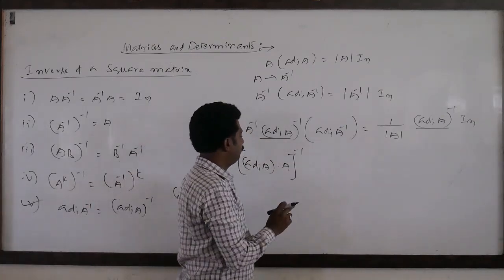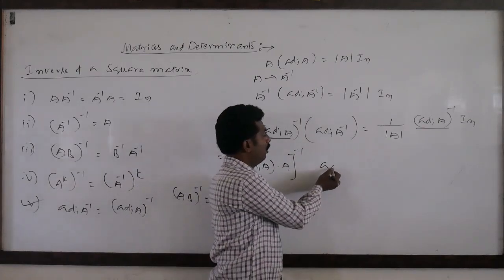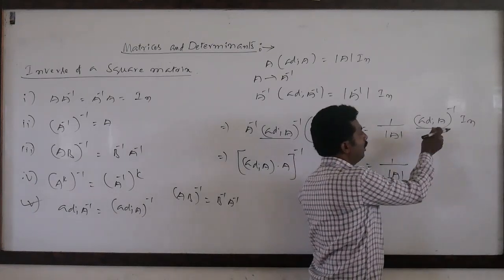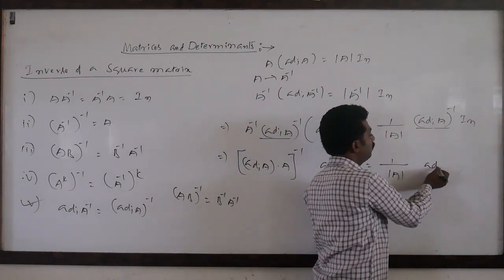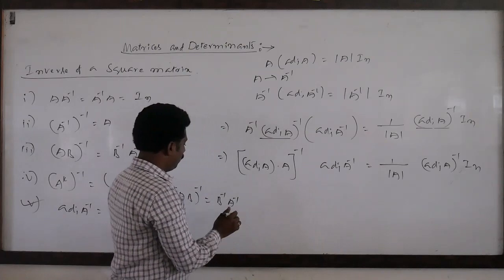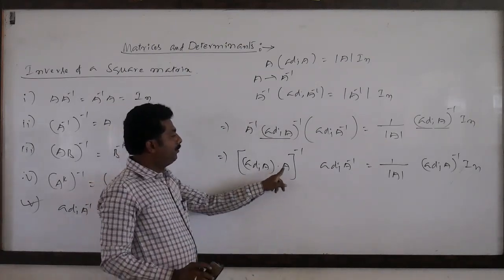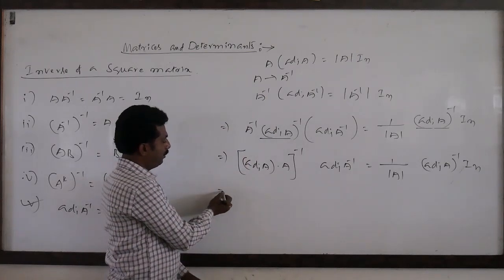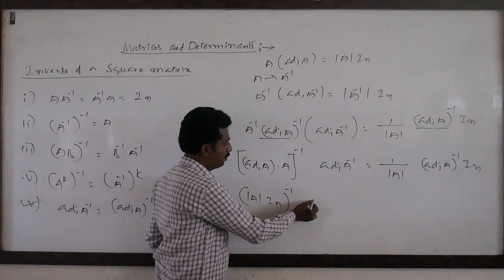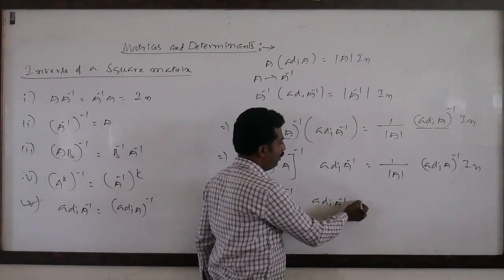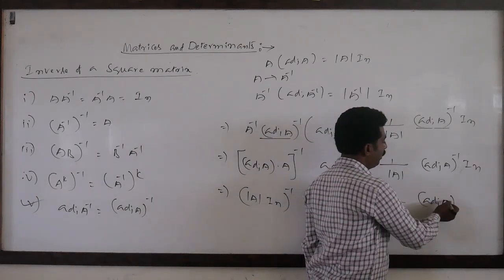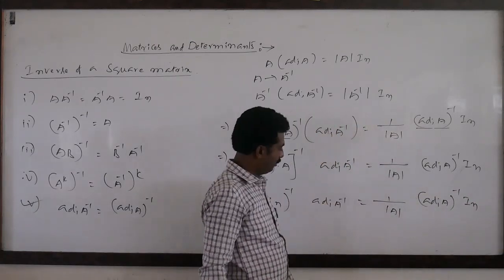So from this, what we got: adjoint of A inverse, 1 by determinant of A, adjoint of A inverse into identity matrix, nothing but adjoint of A, you write as this, no problem. Next, from this, adjoint of A into A means determinant of A into IN. So this is determinant of A into IN whole inverse into adjoint of A inverse equal to 1 divided by determinant of A. So adjoint of A whole inverse equal to IN.